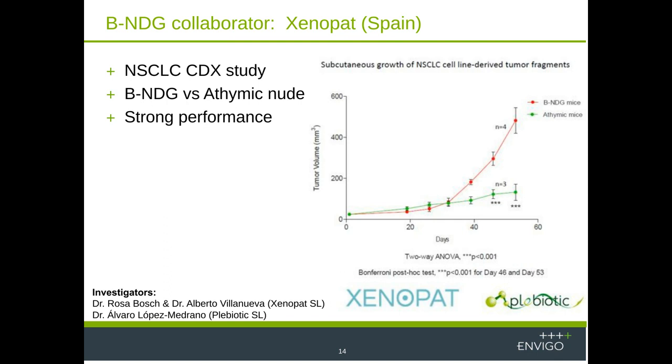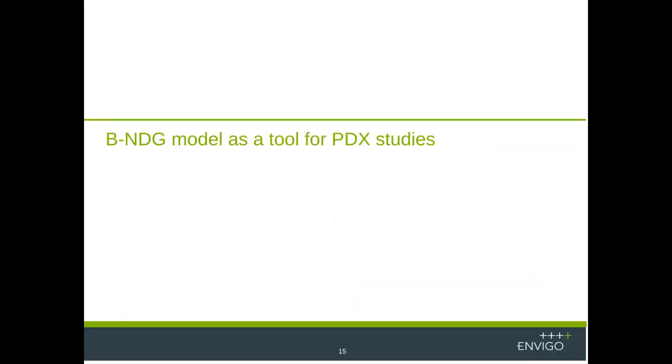Another area where we know these ultra immunodeficient models generally perform better, or phrasing it differently, are known to support faster tumor growth and also the engraftment of more models, is for patient-derived xenograft studies. For those of you who are not familiar with this terminology, a CDX, or cell line-derived xenograft, is generated from a tumor cell line.